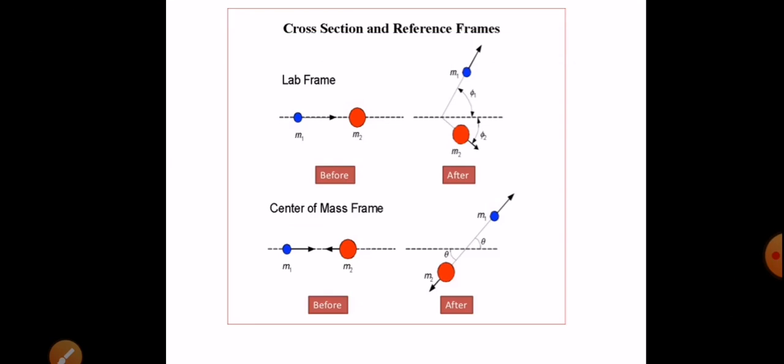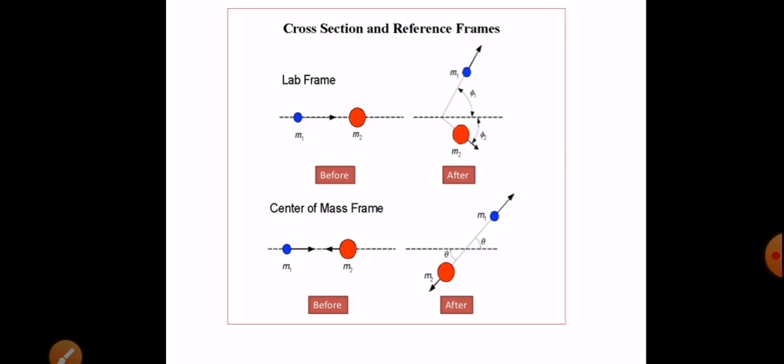Now you can use either lab frame or center of mass frame for the calculation. Lab frame means one of the particles is at rest, one particle is coming towards it, and scattering is happening. The resting particle recoils at a particular angle. The incoming particle is scattered at a particular angle.